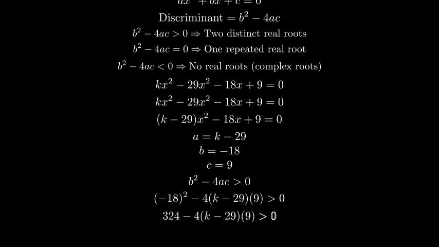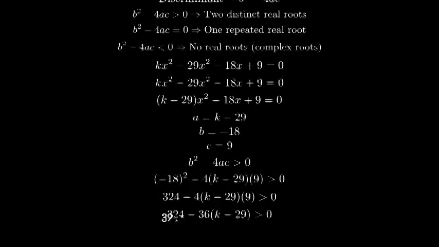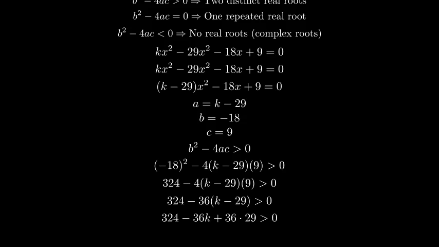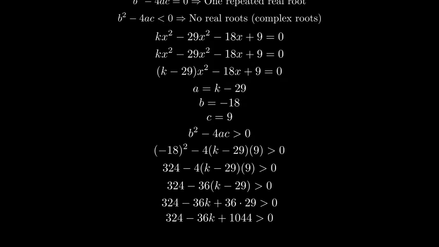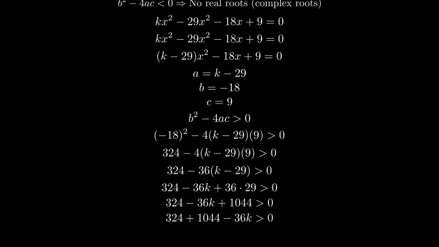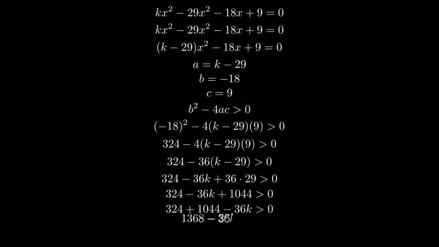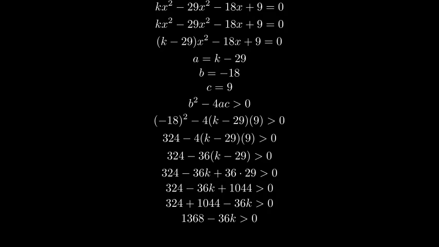First, negative 18 squared equals 324. Next, 4 times 9 is 36. So our inequality becomes 324 minus 36 times (k minus 29) is greater than 0. Simplifying further, we get 324 minus 36k plus 36 times 29 is greater than 0. 36 times 29 equals 1044. So we have 324 plus 1044 minus 36k is greater than 0. Adding 324 and 1044, we get 1368 minus 36k is greater than 0.